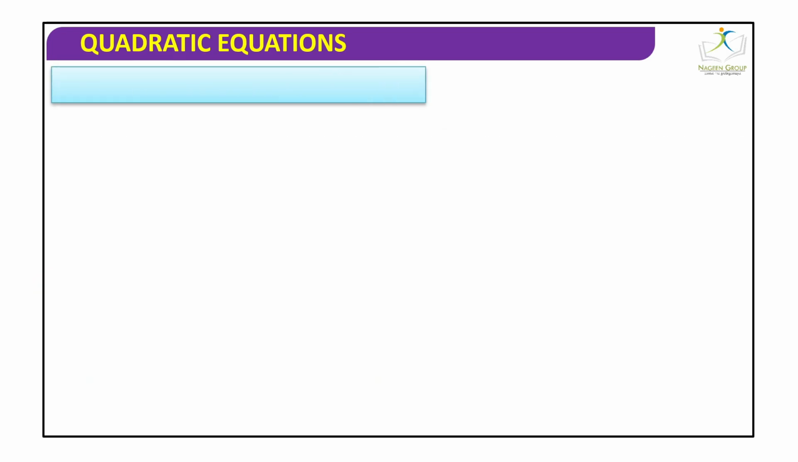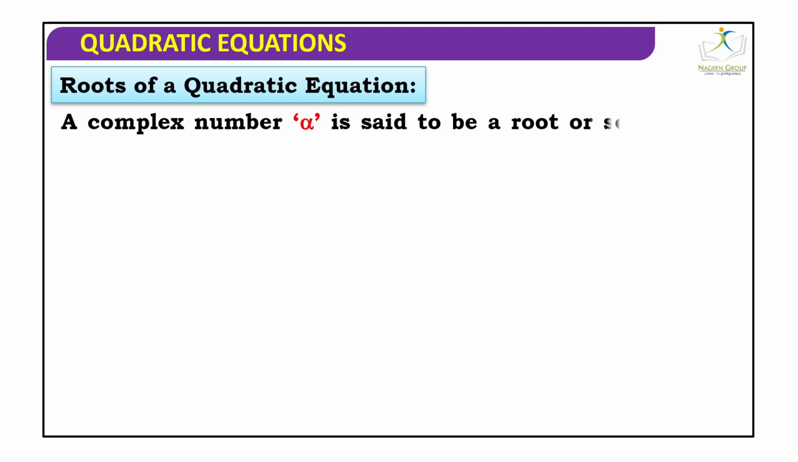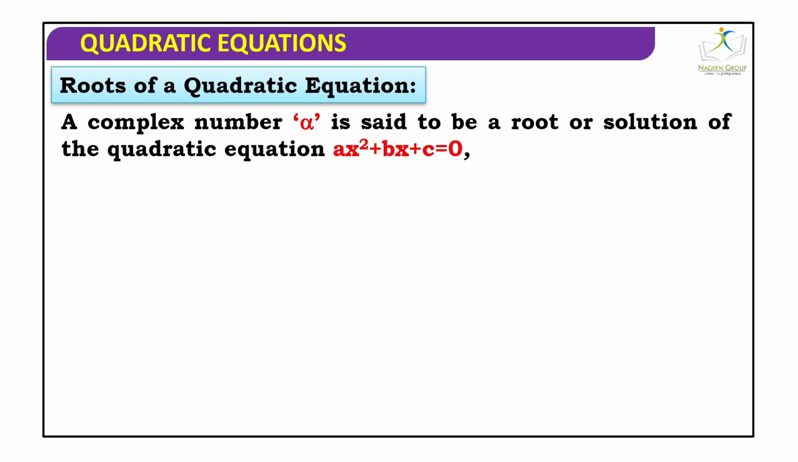Now let's understand the next one: roots of a quadratic equation. So how do we find the root? If I say alpha is said to be the root or solution of the quadratic equation ax square plus bx plus c equal to 0, we mean that if we put alpha at the place of x, then it should completely be equal to 0.